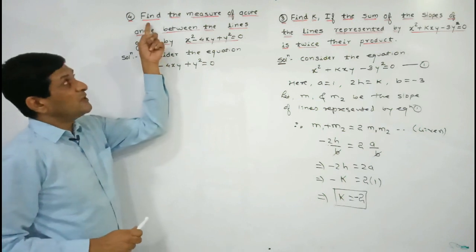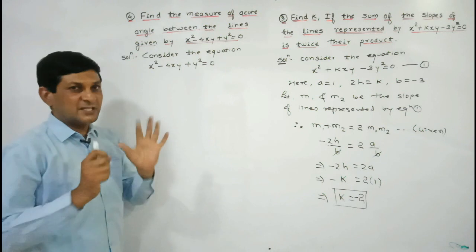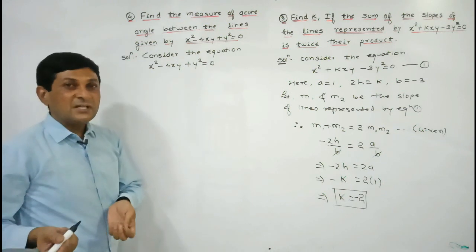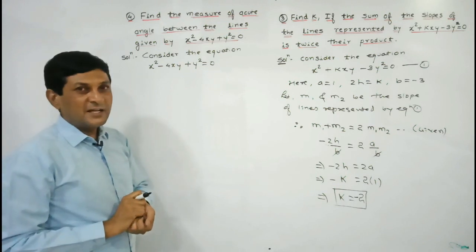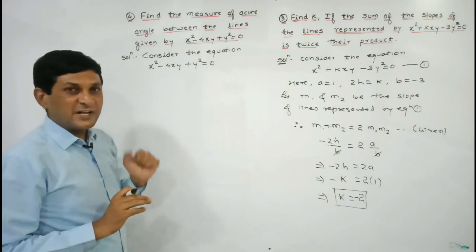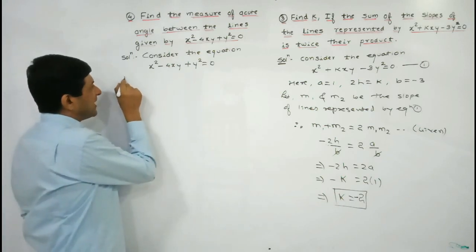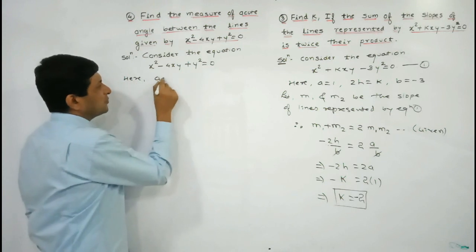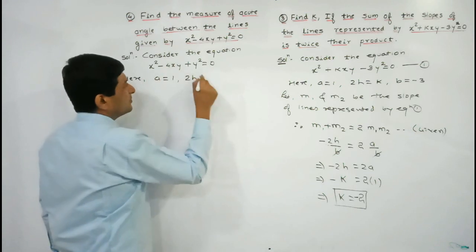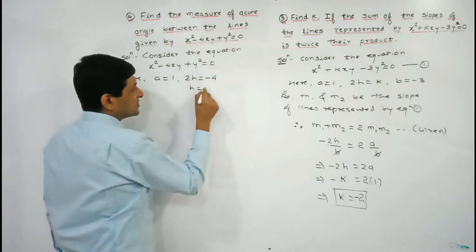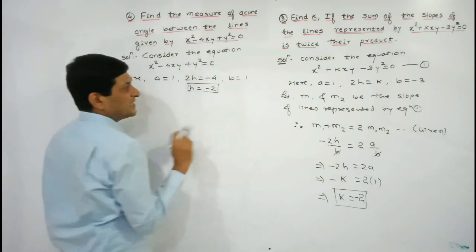In this example we have to find the measure of the acute angle between the lines represented by this homogeneous equation. What is the formula to find the angle between the lines? Tan theta is equal to 2 under root h square minus ab upon a plus b. To apply this formula we first require the values of a, h and b. So let us find these values. Here a is the coefficient of x square, that is 1, 2h is equal to minus 4, which implies that h is equal to minus 2, and b is the coefficient of y square, b is equal to 1.